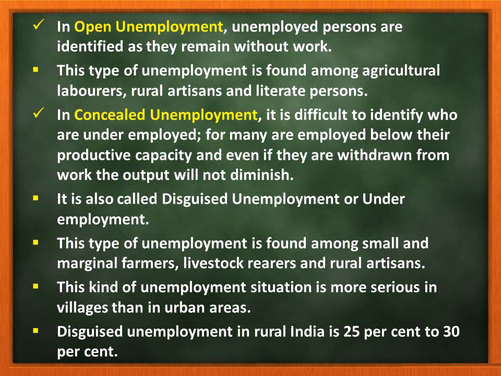So this type we can see more in the villages, especially in the agriculture field, but not in the urban areas where you have industries. Disguised unemployment in rural India is 25% to 30%. So 25 to 30% of people, even though they work, do not contribute anything to the productivity.